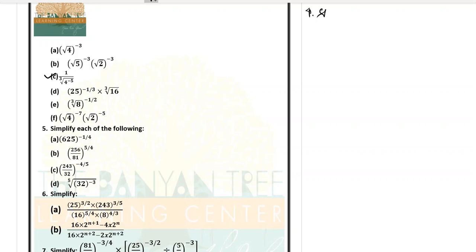Let's have a look at question number 4C, the first one from the third worksheet of exponents: cube root of 4 raised to minus 5.